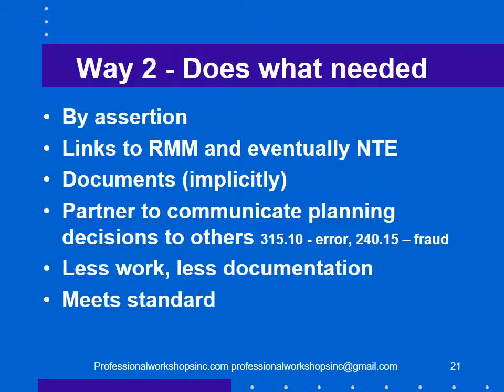So I like way 2 because it does what's needed. It does it by assertion. It links to risk of material misstatement and then eventually to nature, timing, and extent, because we've given some brief instructions to staff as to how they are to design the audit programs. A lot is documented implicitly. One of the requirements, 3510 on error and 304015 on fraud, says the partner is to communicate planning decisions to those who were not involved in the initial discussions, and we've certainly done that. So we've done far less work, spent less time, far less documentation in terms of less paper, but I think we've done the documentation that meets the standard.